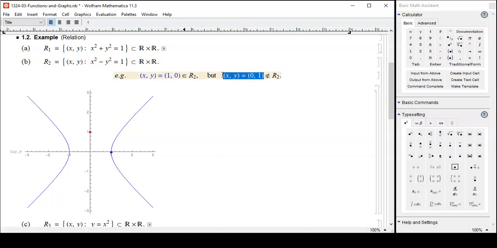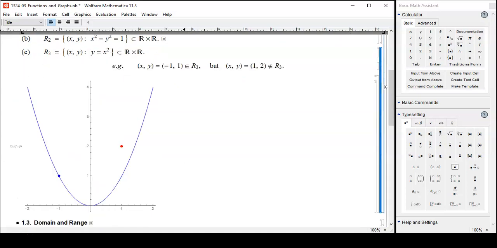How about this one here? (x, y) is (0, 1). 0 squared minus 1 squared is supposed to be negative 1, not 1. So that's out. As you can see here, this red point does not belong to this R2. It's not on this curve. It's not in this relation.